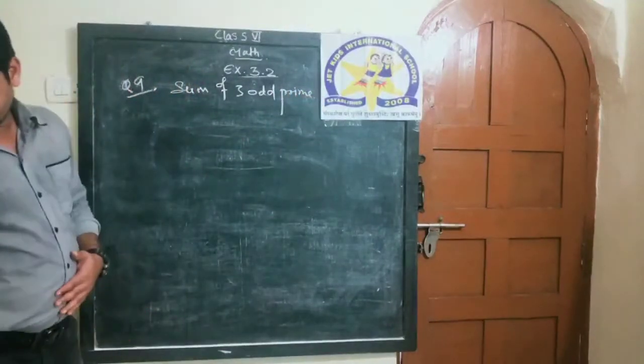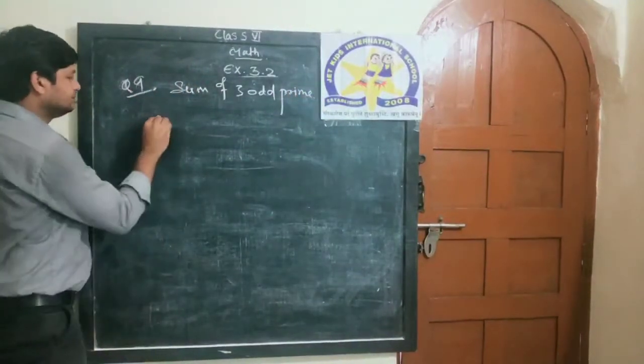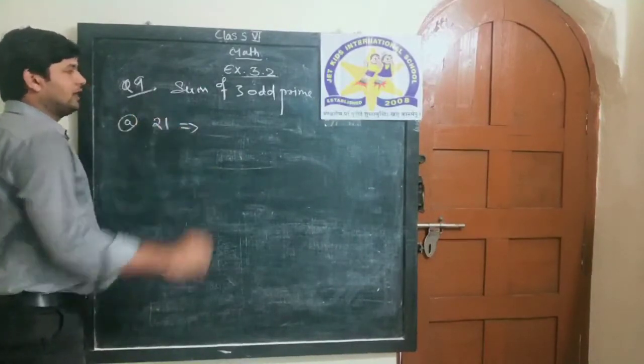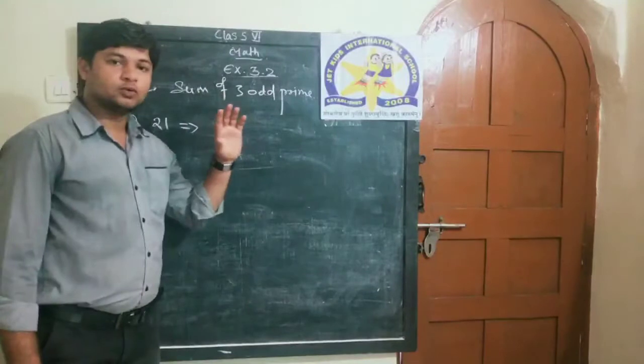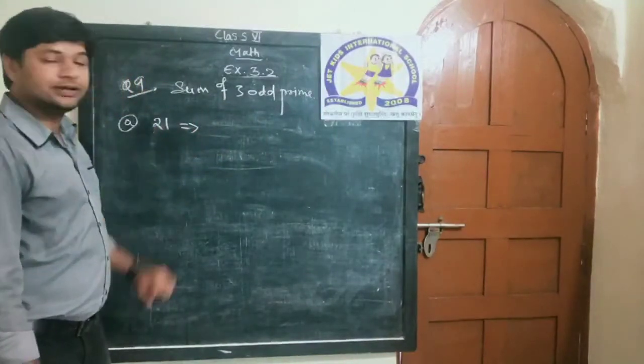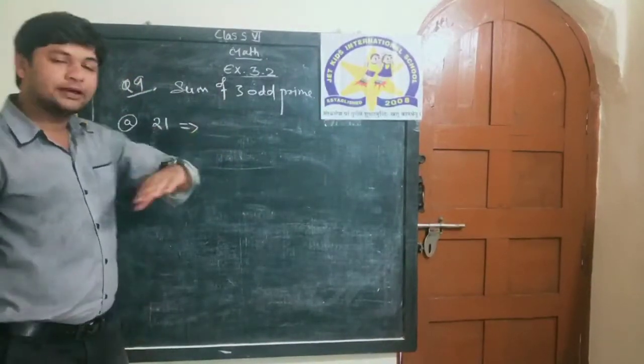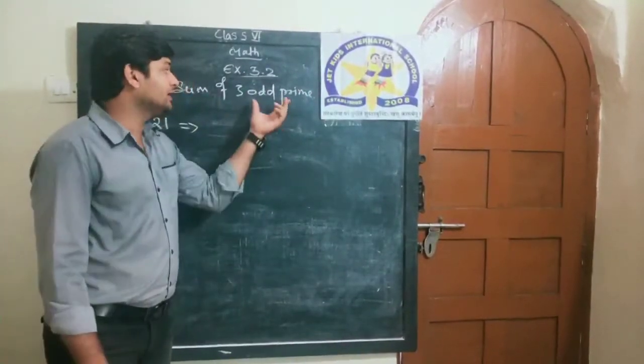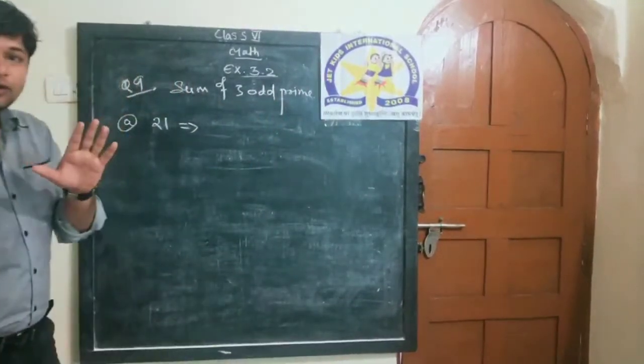So you need to express 21 first. Find out 3 odd primes whose sum is 21. We cannot take 2 because it is an even prime number. 2 is an even prime number, but we need odd prime numbers. That's why we cannot take 2.